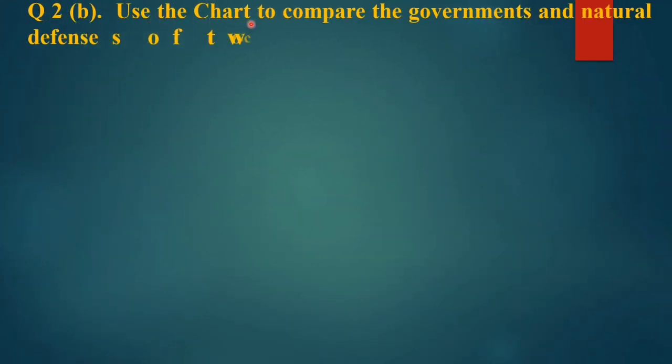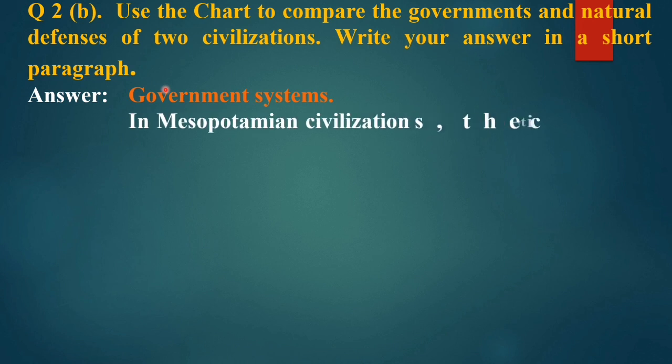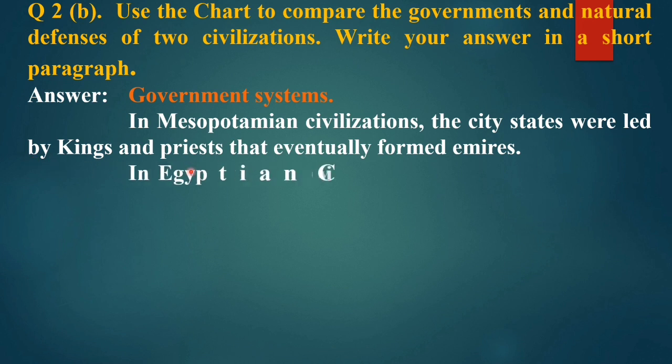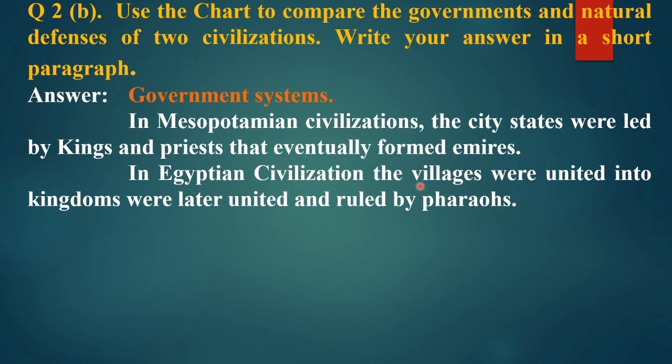B question. Use the chart to compare the government and natural defense of two civilizations. Write their answer in a short paragraph. Answer. Government system. In Mesopotamian civilization, the city-states were led by kings and priests. They eventually formed empires. In Egyptian civilization, the villages were united into kingdom, were later united and ruled by pharaohs.